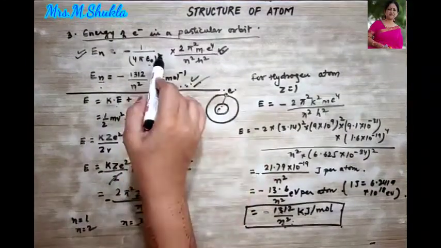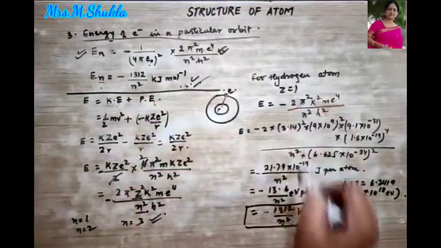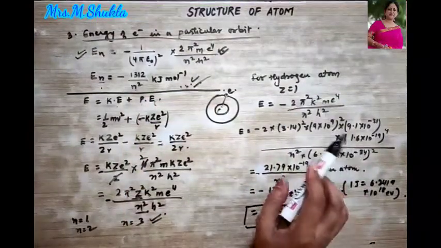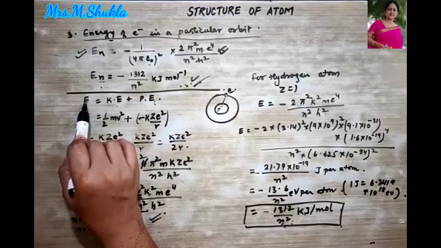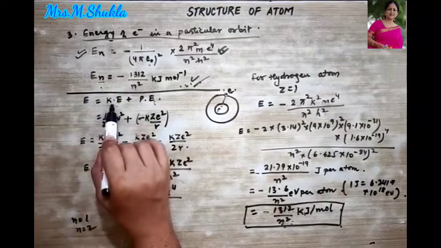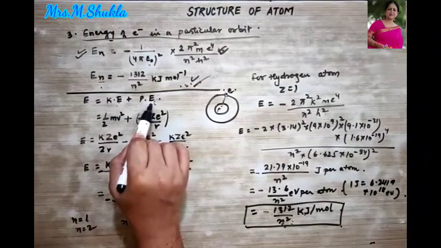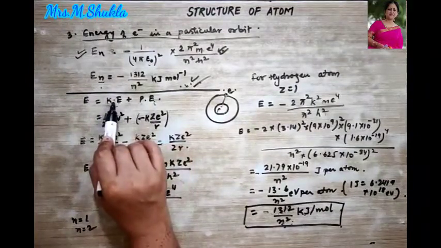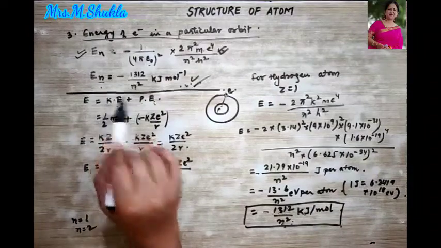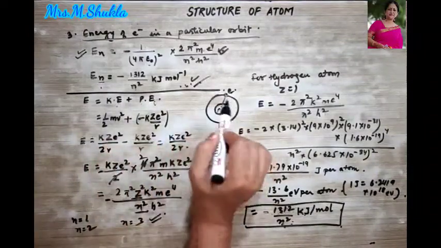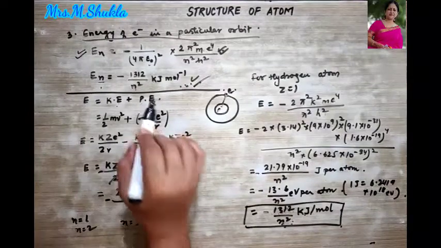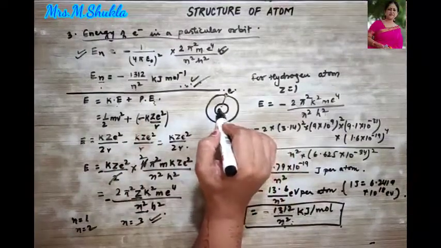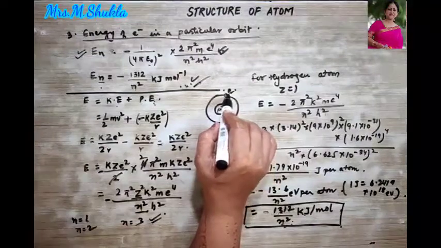But how did we get this? The whole explanation is given to you over here. What did I say? That the total energy of the electron is always equal to kinetic energy plus potential energy. How do we get the kinetic energy? It is always due to the movement of the electron in the circular path, and potential energy is always due to the attraction between the proton and the electron.